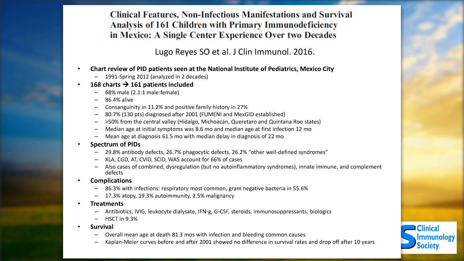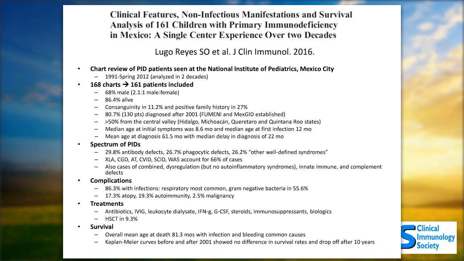Let's see, in terms of complications, about 86.3% had infections, as to be expected. Respiratory infections were the most common, and gram-negative bacteria were identified in more than half of the patients. However, as we see in other registries, several patients also had coexisting atopic conditions, autoimmunity, as well as malignancies.